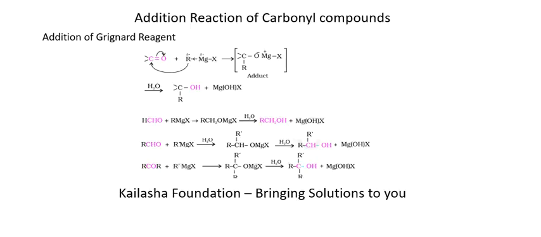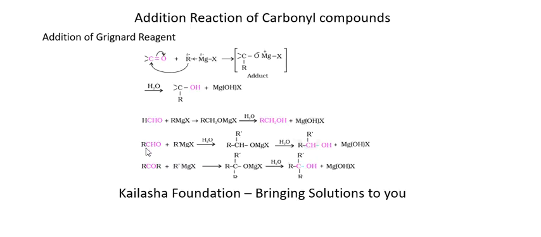Now next comes addition of Grignard reagent. So Grignard reagent, which we all know, is RMgX, which is an organometallic compound. Here the alkyl group behaves as a nucleophile and attacks the carbonyl group and forms an alcohol. Now it is very interesting: when we want to form a primary alcohol, the primary alcohol can only be seen with formaldehyde, the very basic aldehyde, which is called methanal.